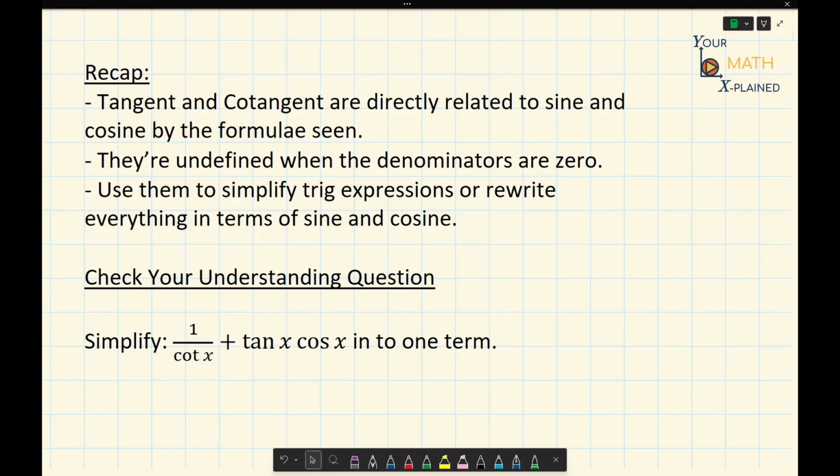And now it is your turn to give this a try. Can you simplify this trig expression on the screen here into one term?